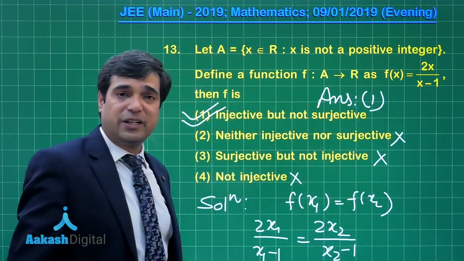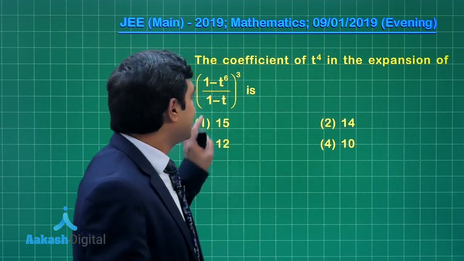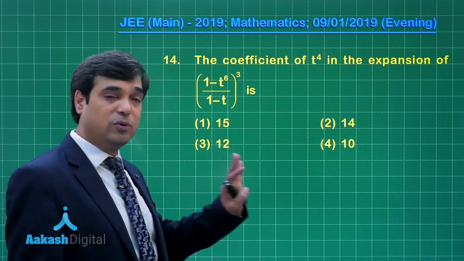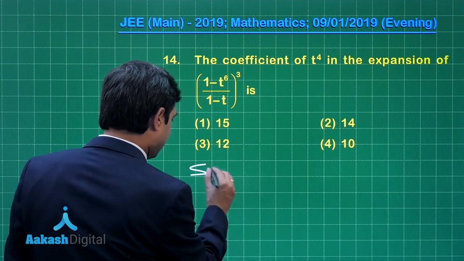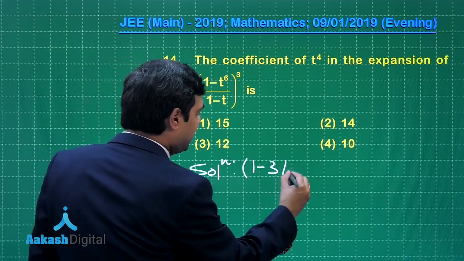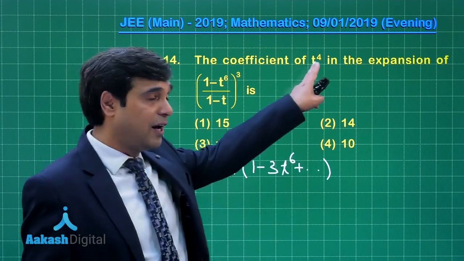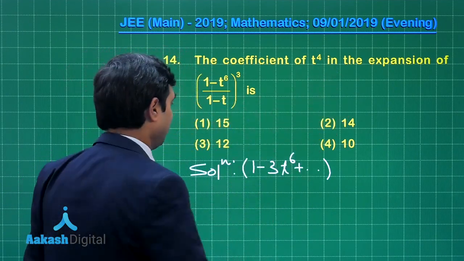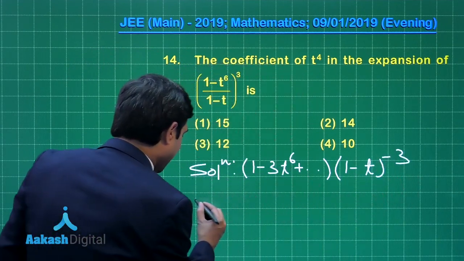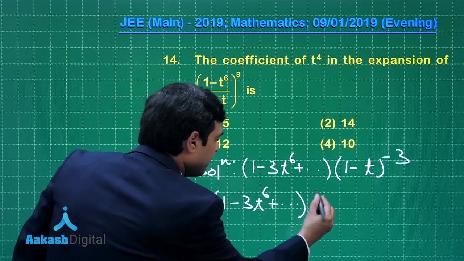Let's move on to the next question, that is question number 14. Coefficient of t^4 in the expansion of (1 minus t^6) upon (1 minus t) whole to the power 3. Let's begin with this question. We can write the first one as 1 minus 3t^6 plus, not required to write the remaining terms because we are looking for t^4. We have to save the time. Moving ahead, it is (1 minus t) raised to the power minus 3.